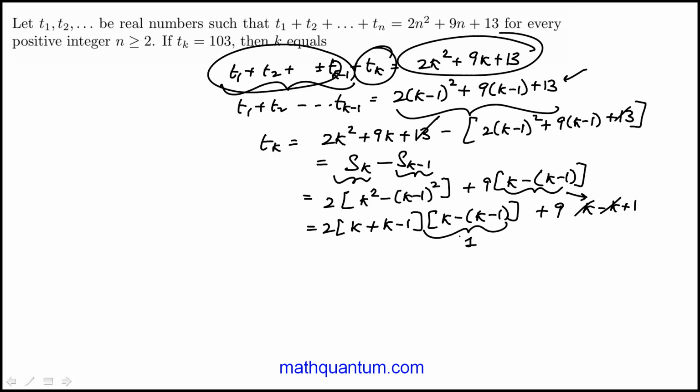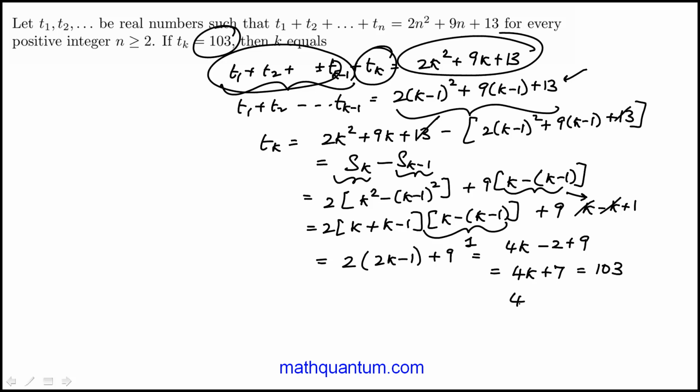And this is also 1. So I end up with 2 times (2k minus 1) plus 9. I distribute the 2, and I get the expression for the kth term. That's exactly what they give you. So we can figure out what k is from doing this computation. 103 minus 7, which is 96. So k is 96 over 4, which is 24.